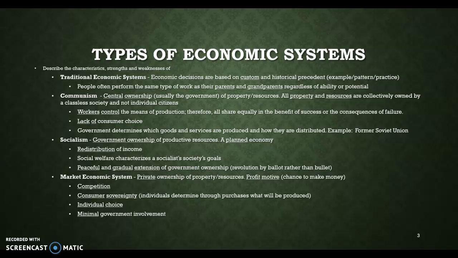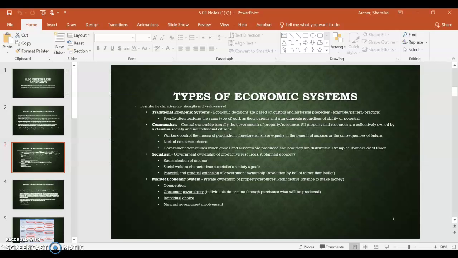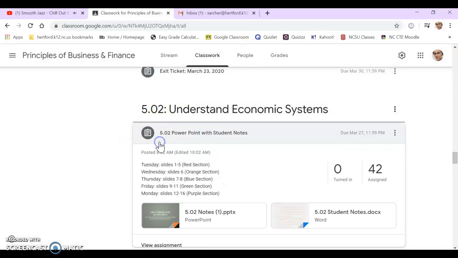And that's talked about a little bit later on. That's the world that we stay in, and we'll talk about that a little bit more going forward. So make sure that you're completing the notes, which again for today is slides 1 through 5, and it is the red section of your notes.